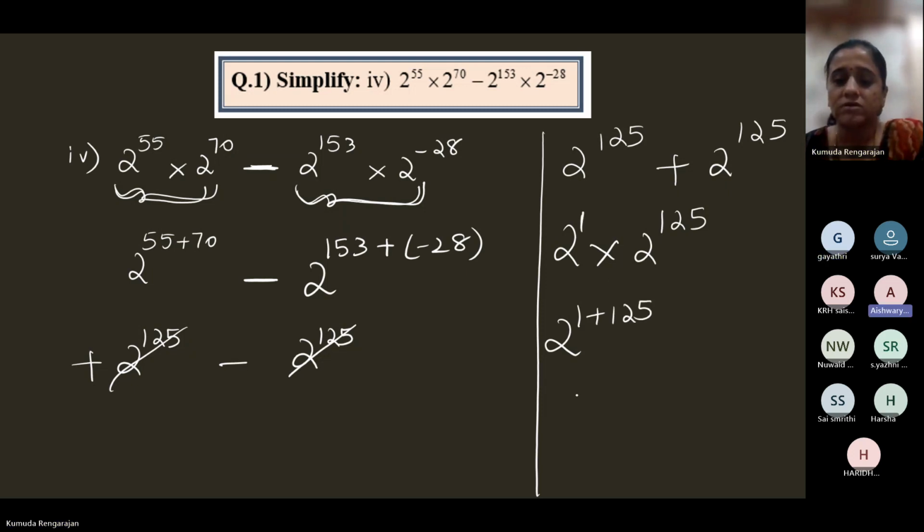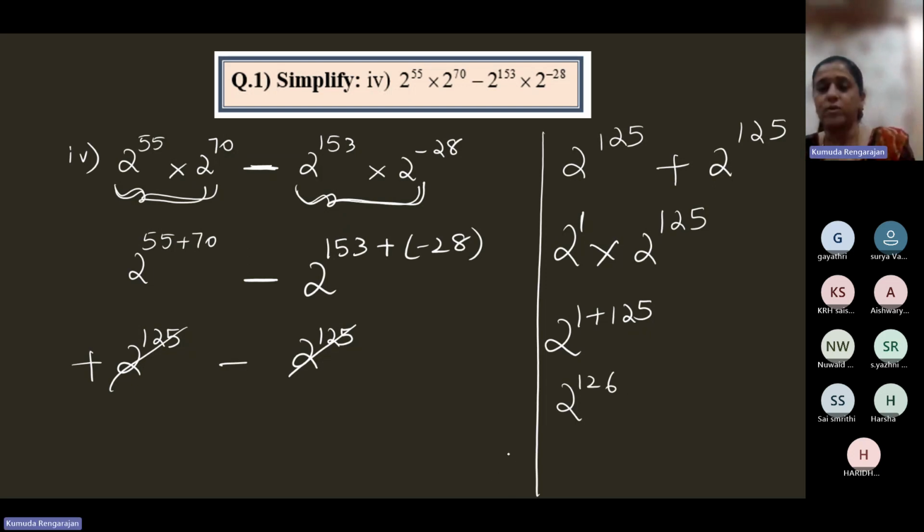Because it is 2 to the power 1, that's 2 to the power 126. That's 2 to the power 126.